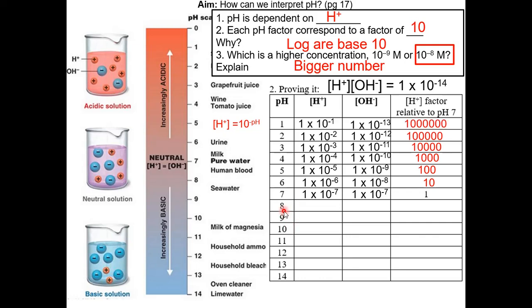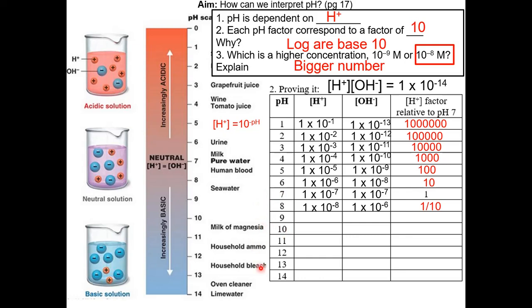For pH 8 to 14, everything's in reverse. So at a pH of 8, the hydrogen ion concentration is 10 to the negative 8, and the hydroxide ion concentration is 10 to the negative 6. If we compare pH 7 and pH 8, a pH of 8 is 10 times less acidic than a pH of 7, because a pH of 7 has a greater hydrogen ion concentration than a pH of 8.